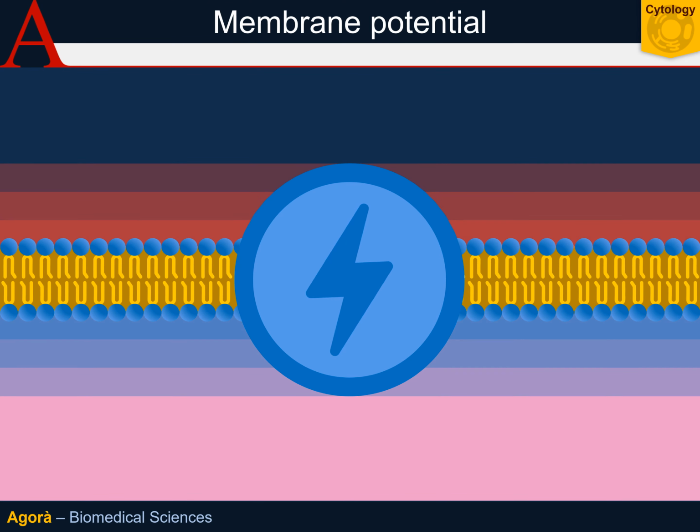Membrane potential. Electrical charges are fundamental to the proper functioning of all cells. Everything depends on electrical potential, from the heartbeat to movement, the absorption of the sugar that we ingest, our thoughts, and up to the understanding of what I'm saying now. All of this depends on ion displacement.